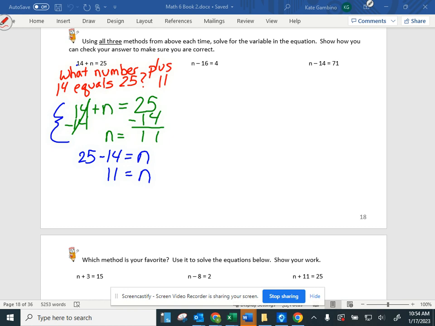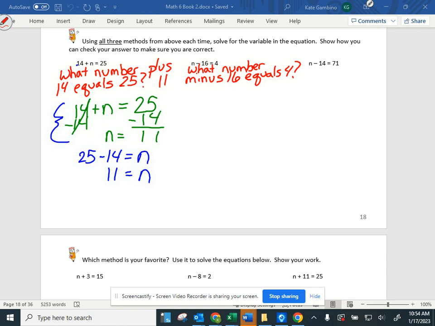N minus 16 equals 4. How would I solve that logically? What question am I asking, James? A number minus 16 equals 4. So what number minus 16 equals 4? And what is my answer?